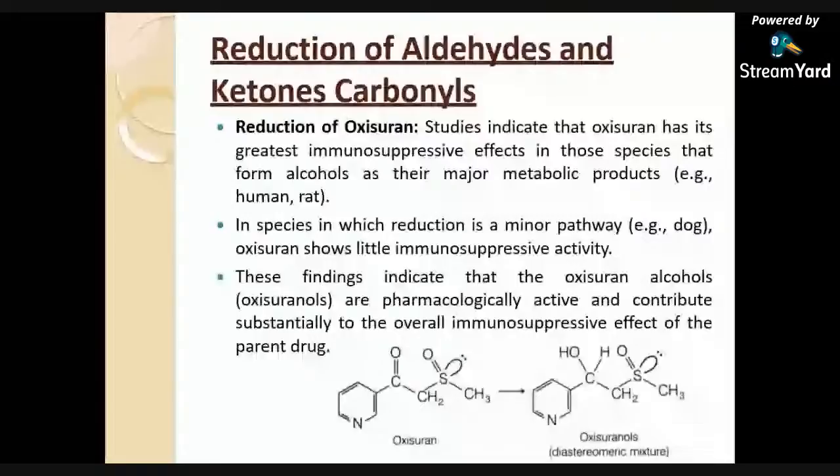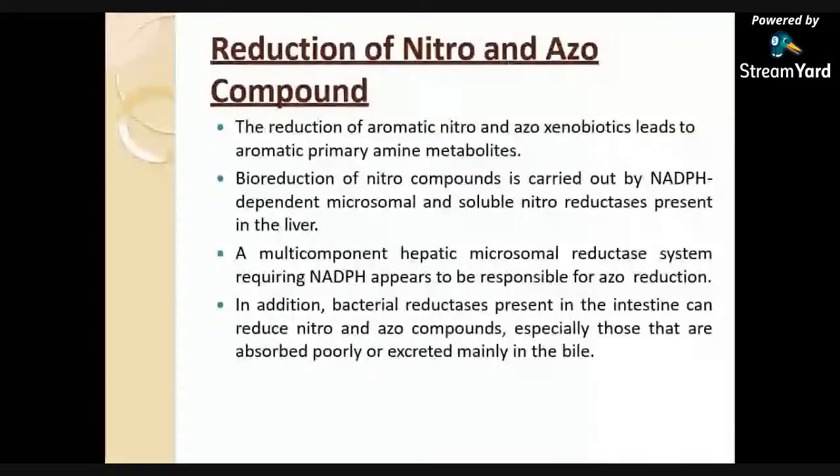Then reduction of nitro and azo compounds. The reduction of aromatic nitro and azo xenobiotics leads to aromatic primary amine metabolites. Bioreduction of nitro compounds is carried out by NADPH dependent microsomal and soluble nitroreductase enzymes present in the liver. So the nitroreductase enzyme is present in the liver, and it will carry out the reductive reaction on the nitro group and azo group of compounds.